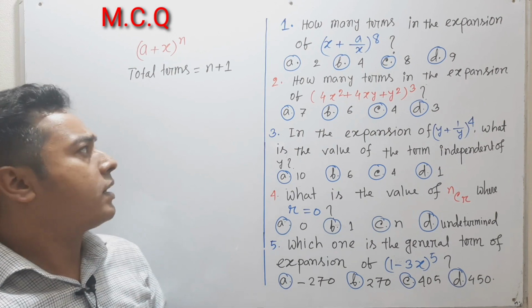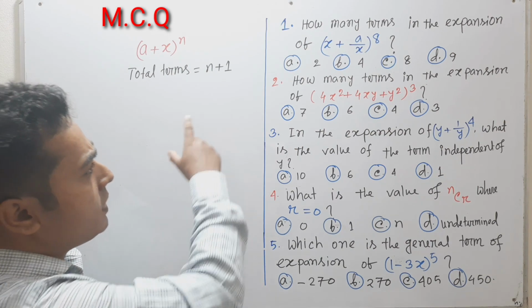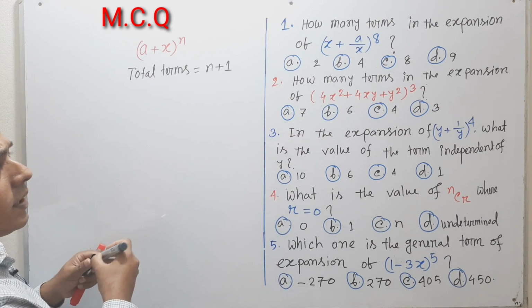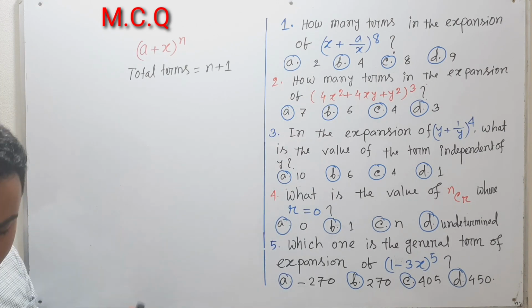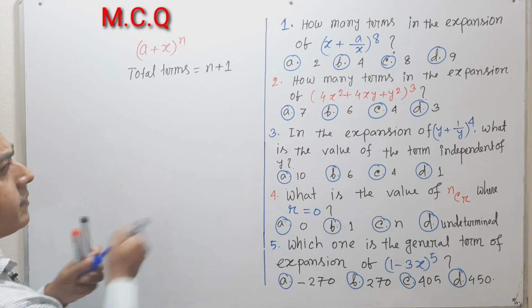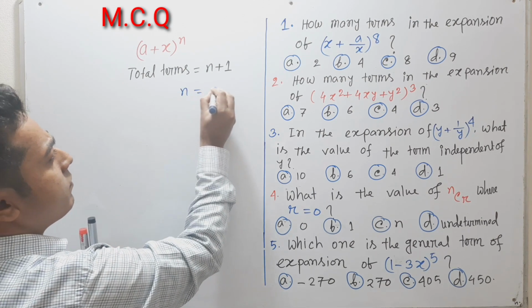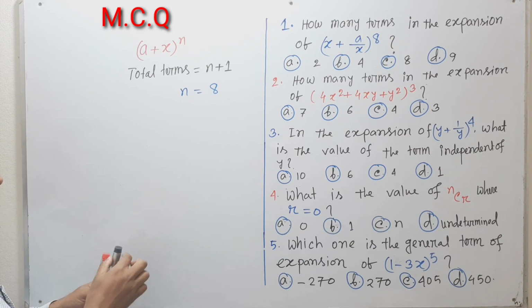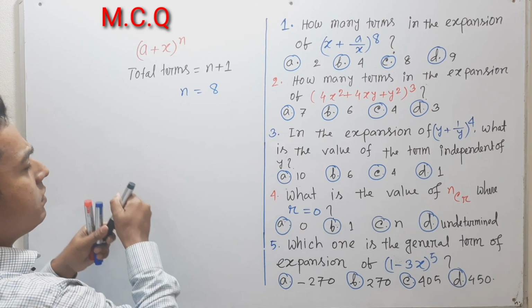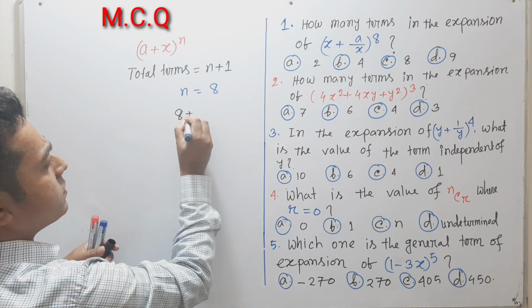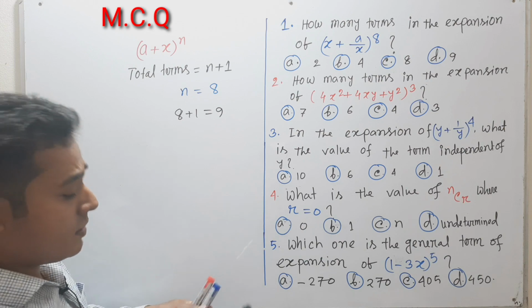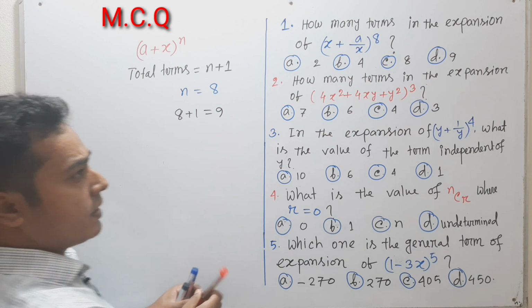According to this, here n is equal to 8. So the number of total terms, here n is equal to 8, so total terms is equal to 8 plus 1. 8 plus 1 is equal to 9. So our answer, option D, is the right answer. This is our right option.